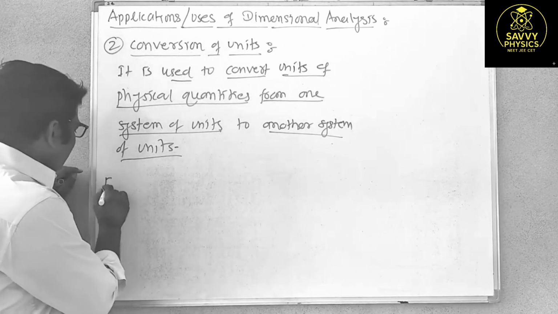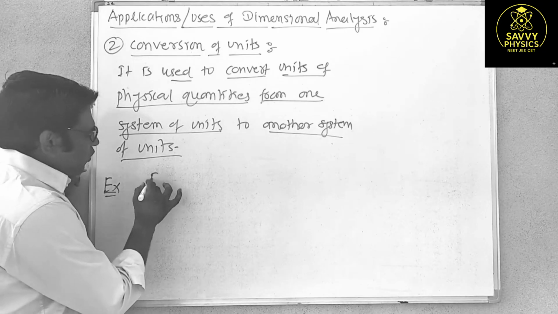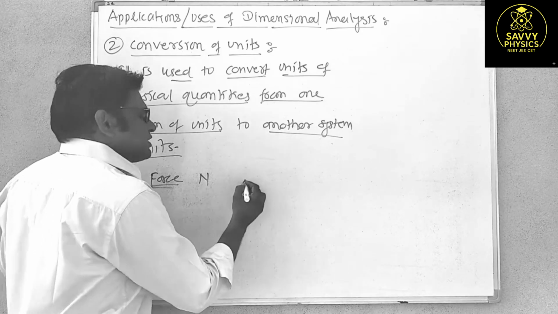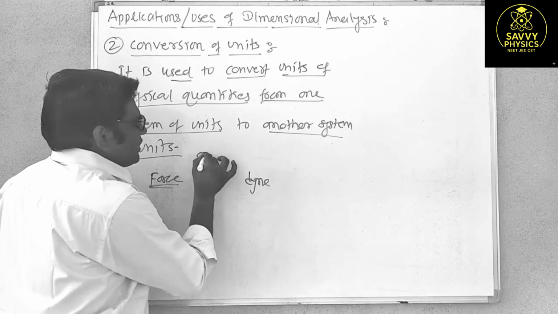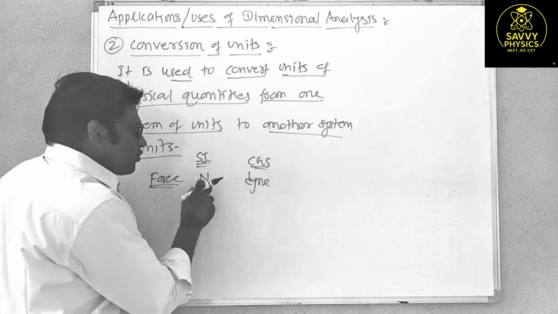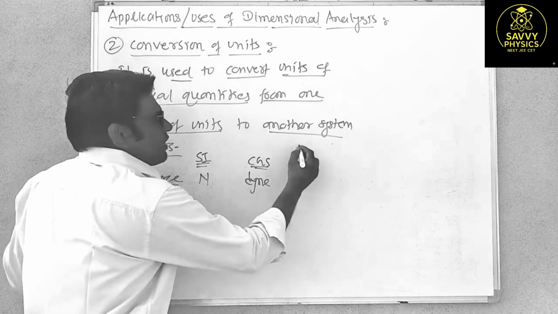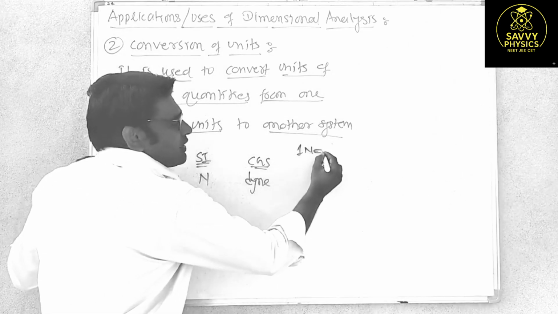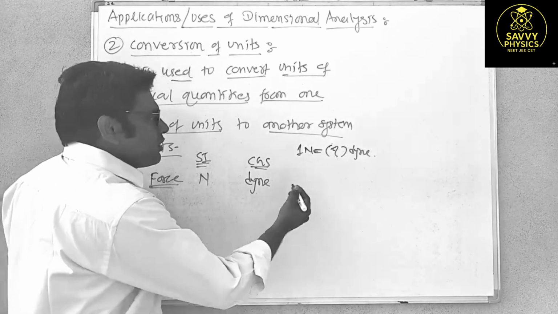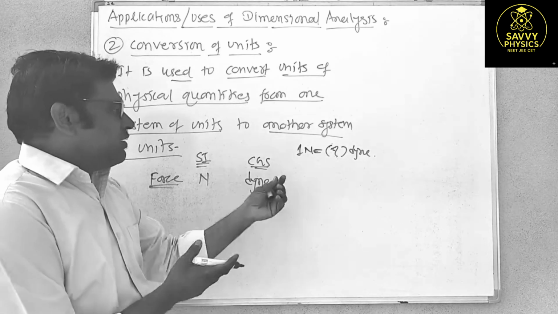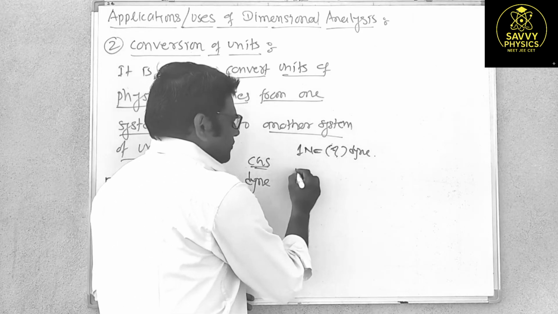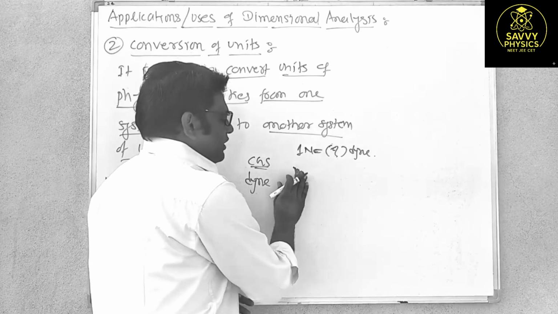So let us say for example, the unit of force is Newton, and the CGS unit is dyne. Yes, this is the SI unit and this is the CGS unit of force. We want to find how much dyne 1 Newton is equal to. So look, how any measured quantity is written: force is equal to some value times a unit, so N and U.